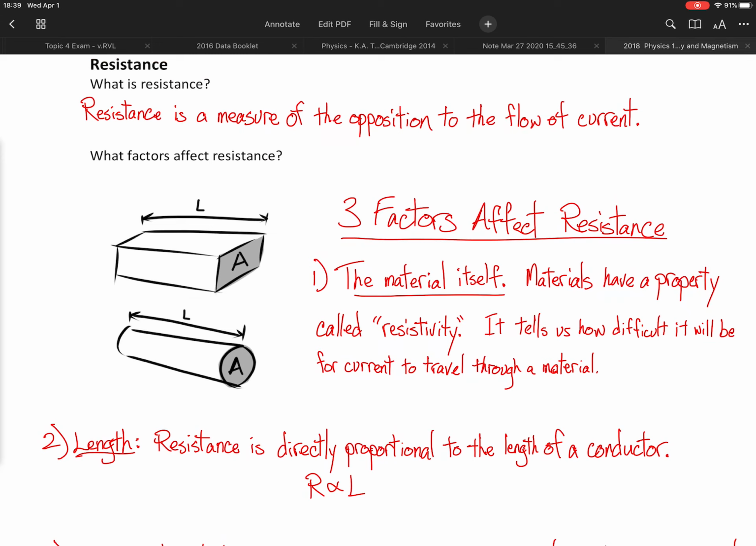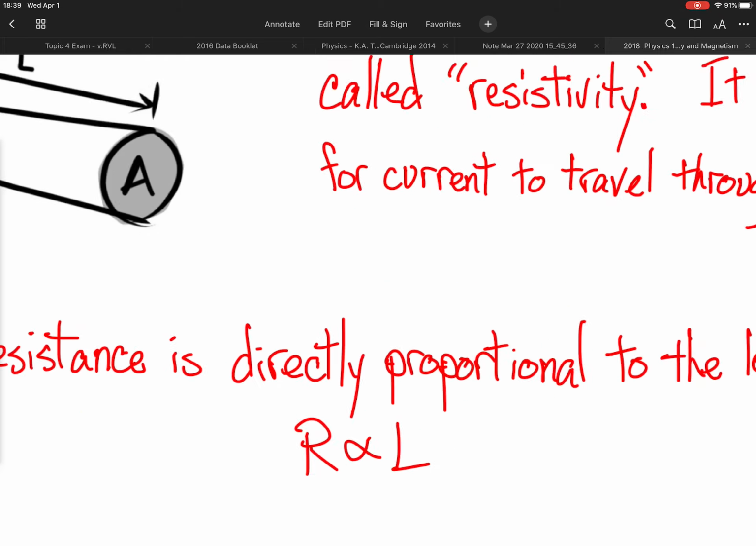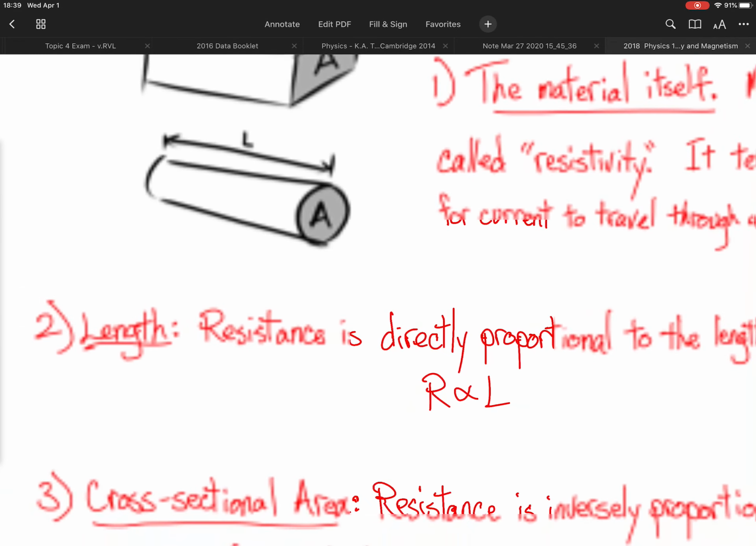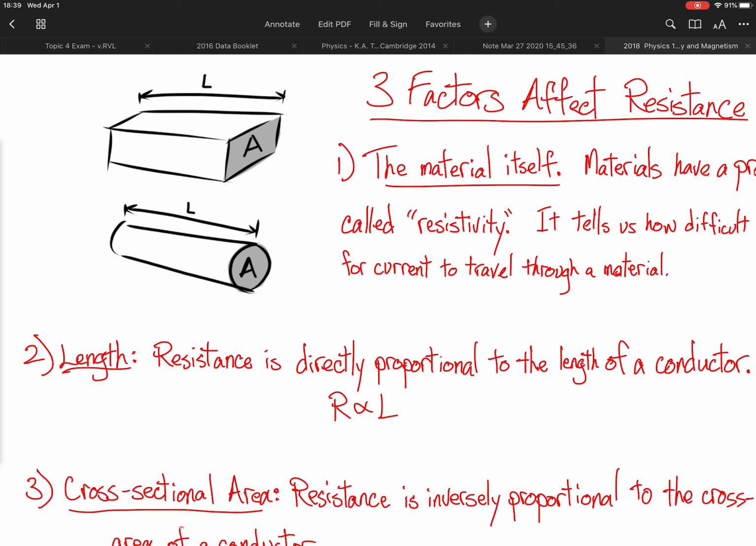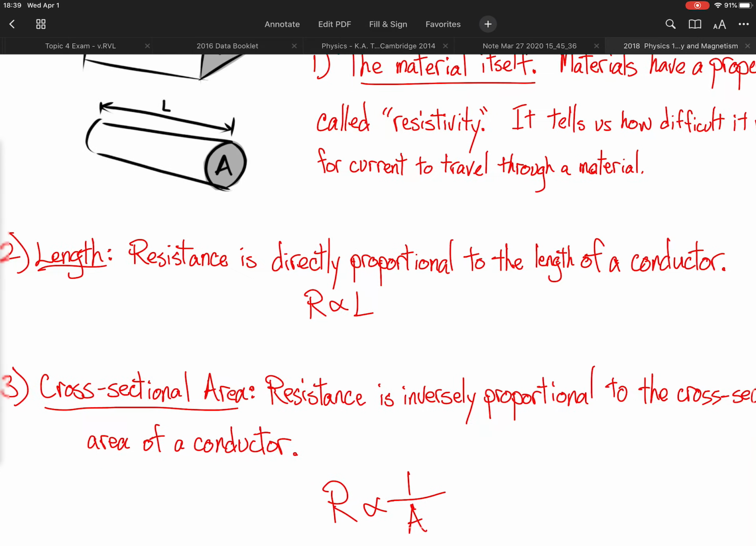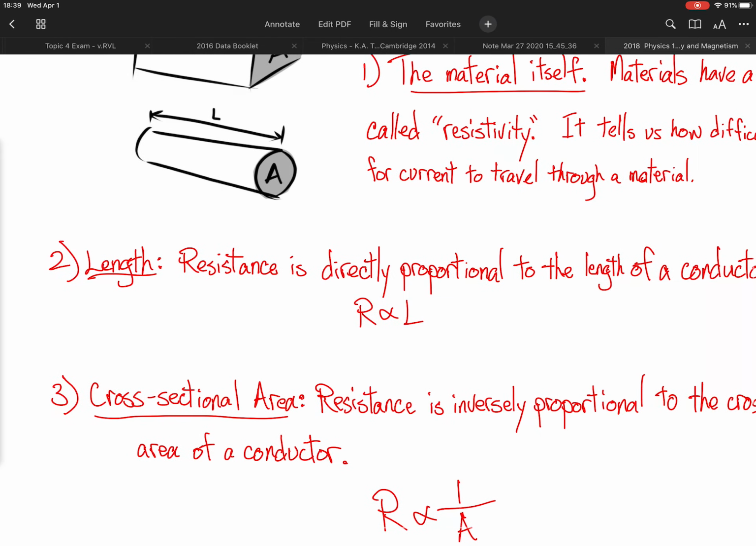And the first of those is the length of the conductor. So what you will find is that resistance is directly proportional to the length of a conductor. And that is what this little bit of math here means. So the longer your conductor gets, the more resistance it will have. And the shorter your conductor is, the less resistance it'll have. Very straightforward. Okay, the third factor that affects resistance is cross-sectional area.